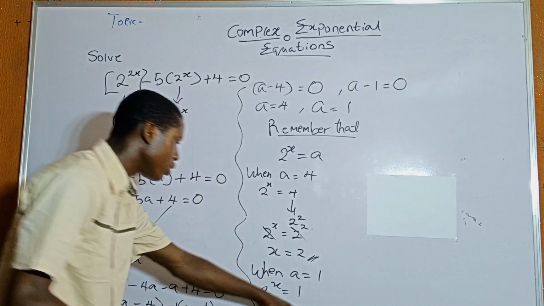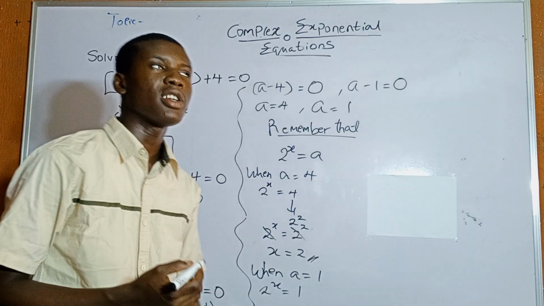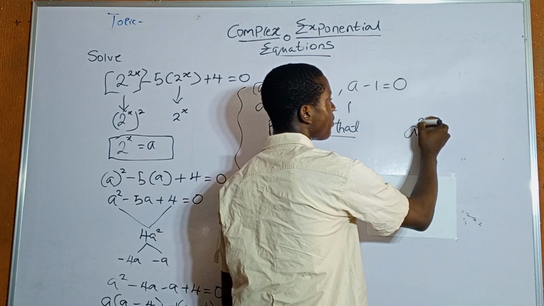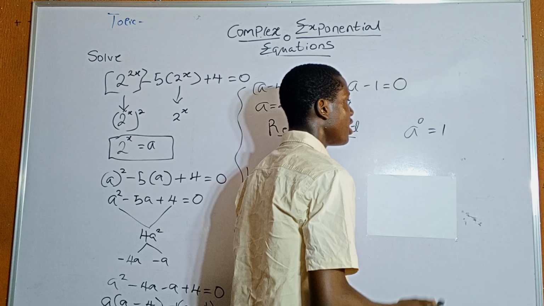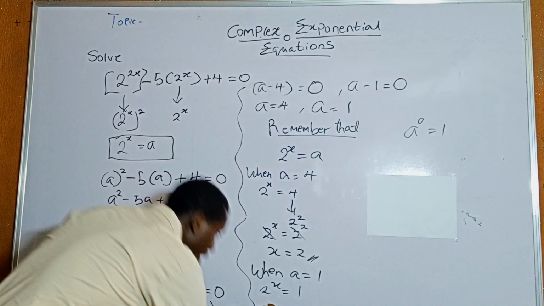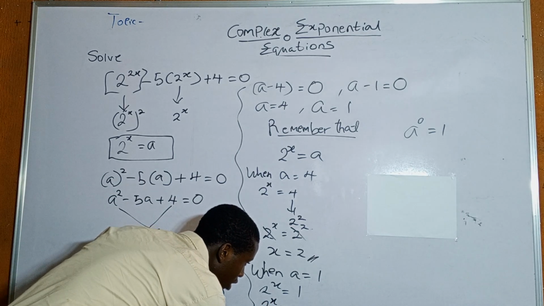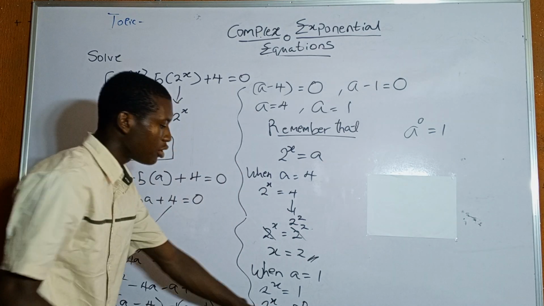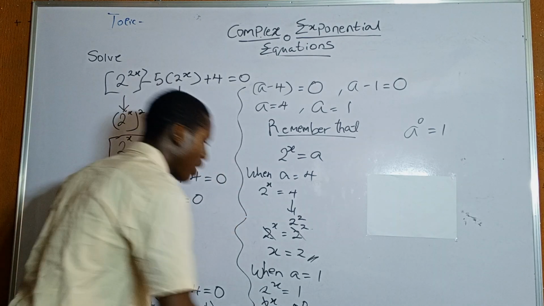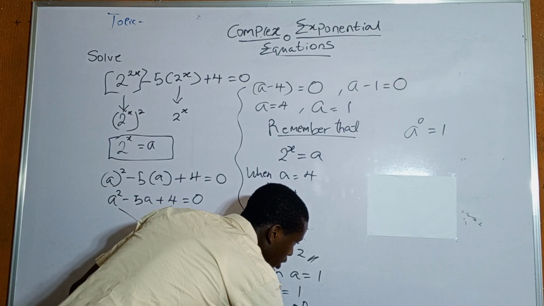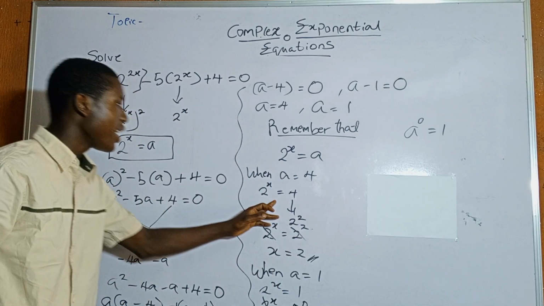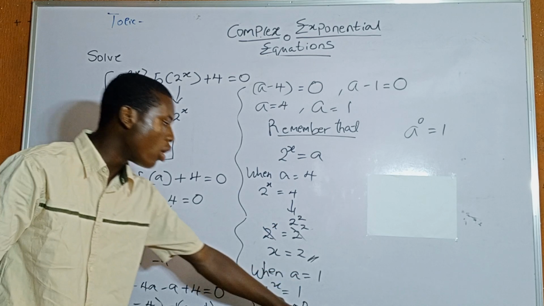Now when a is equal to 1, 2 raised to the power x will be equal to 1. Now how do we do this? Remember, from the fourth law of indices, anything raised to the power 0 will be equal to 1. Therefore, we can just pick the base here, which is 2, and say 2 raised to the power x will be equal to 2 raised to the power 0. Now 2 raised to the power 0 is the same thing as 1, so now we can cancel both bases to have x equal to 0. Now the final answer is that x equals 2 or x equals 0.